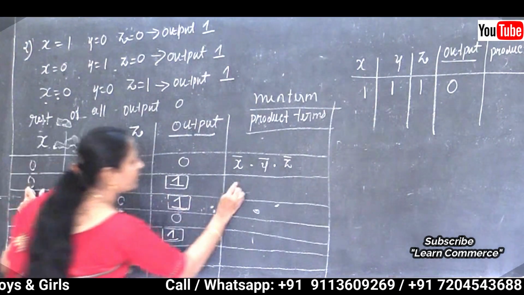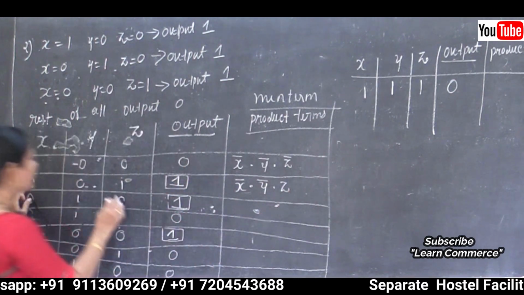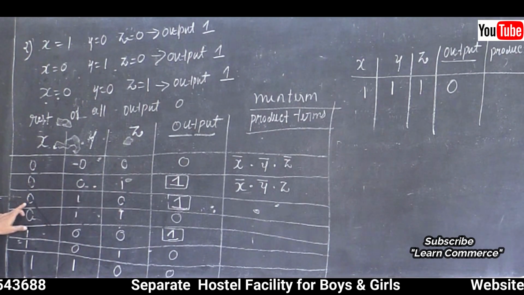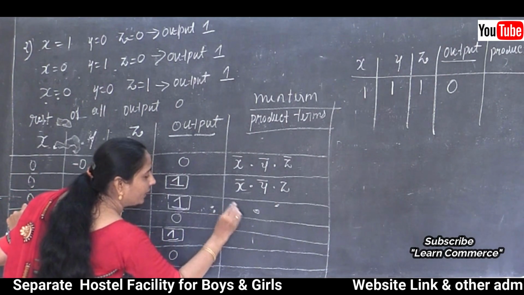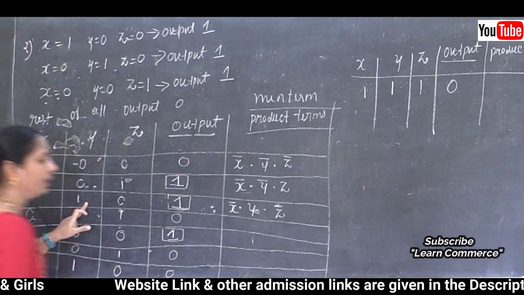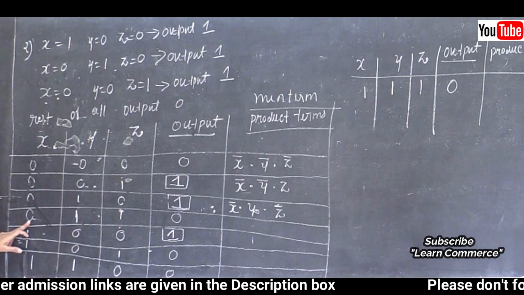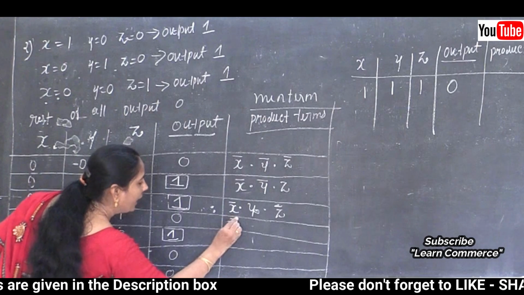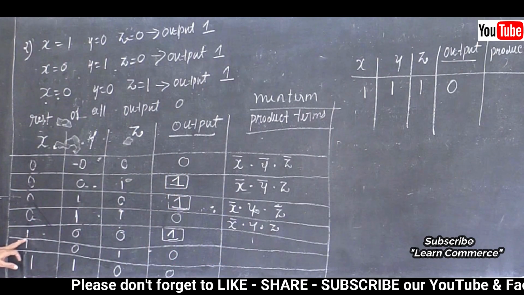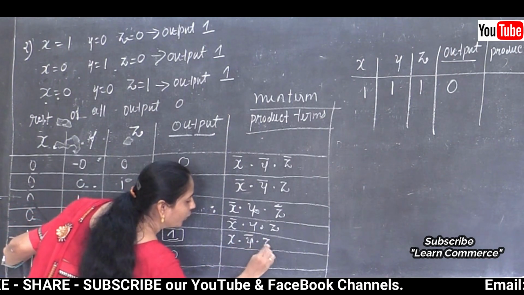Next one 0, 0, 1: complement x, complement y and just z, because the value is 0, 0, 1. Next one 0, 1, 0: complement x, y, and complement z. Next one 0, 1, 1: complement x and y and z. Next one 1, 0, 0: x, complement y and complement z.